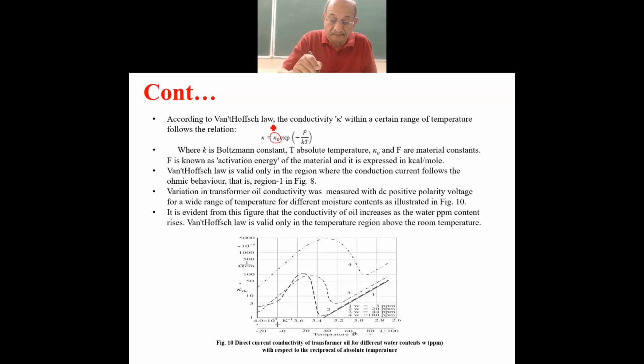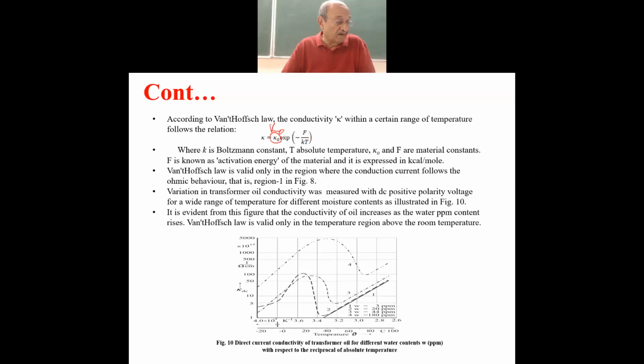When you write, there's not much of a difference between kappa and k. So this should be k naught, a constant, and F is also a constant. Kappa is the conductivity. Small k here is the Boltzmann constant, and T is the temperature in Kelvin, and the activation energy is given in kilocalories per mole.